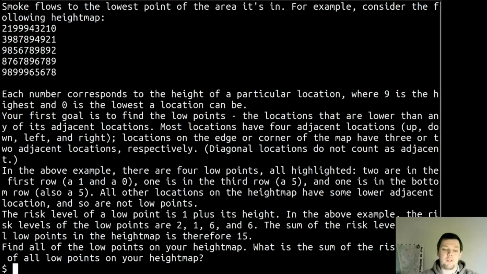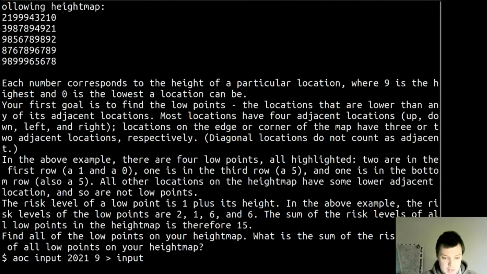The risk level of a low point is 1 plus its height. In the above example, the risk levels of the low points are 2, 1, 6, and 6. The sum of the risk levels of all low points in the height map is therefore 15. Find all of the low points on your height map. What is the sum of the risk levels of all low points on your height map? Well, that sounds potentially straightforward, but it remains to be seen how large the input is.